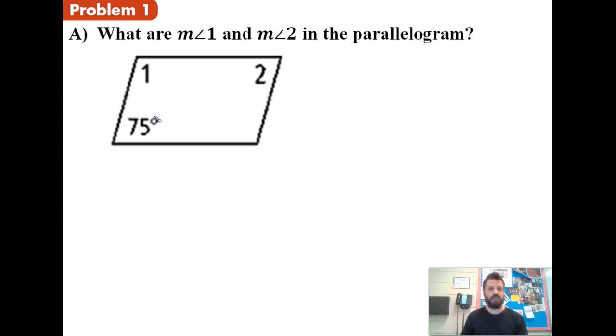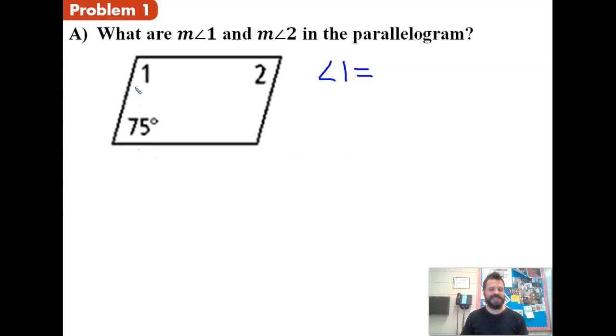Problem 1 says, what are the measures of angles 1 and 2 in the parallelogram? So we're given a shape, and we're told it's a parallelogram. I know one of the angles, and I want to figure out two of the other ones. We can actually do these two angles in either order, but we'll start with 1 just because it's number 1.